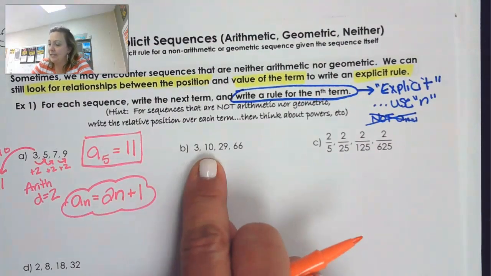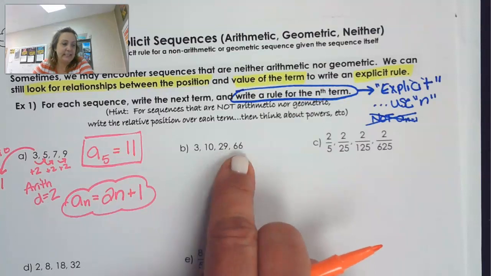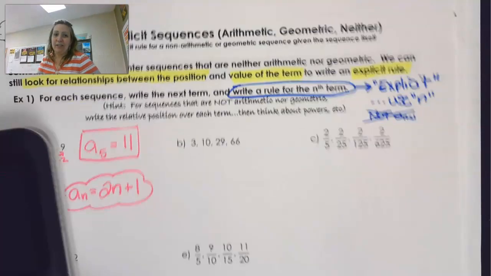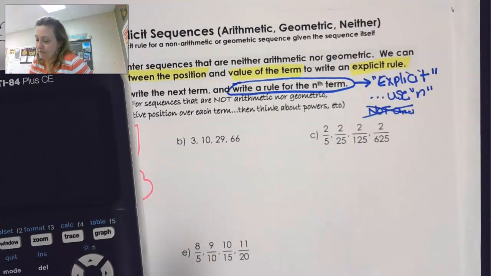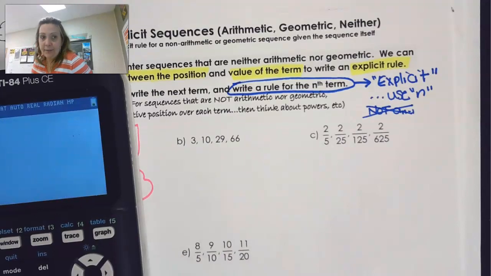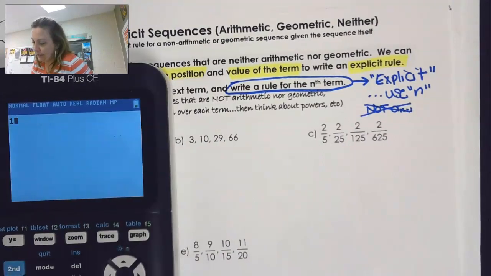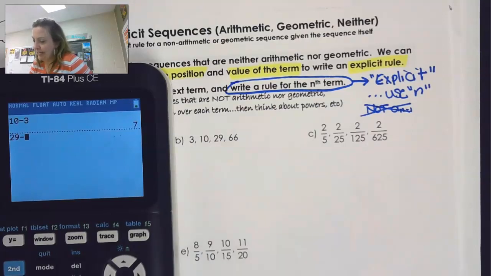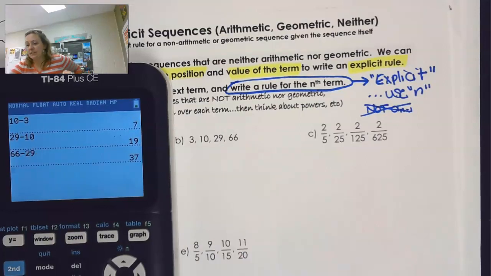3, 10, 29, 66. Ooh, goodness. What the heck is this pattern? Well, maybe I could add. I don't know, let's see. If I take 10 minus 3, that means I'm adding 7. 29 minus 10, I'm adding 19. 66 minus 29, I'm adding 30. I don't know what is happening here, okay?